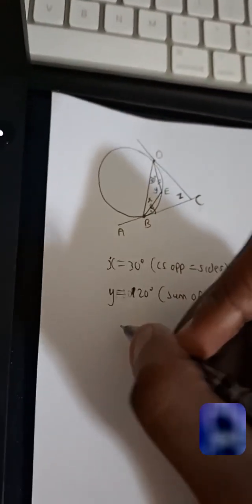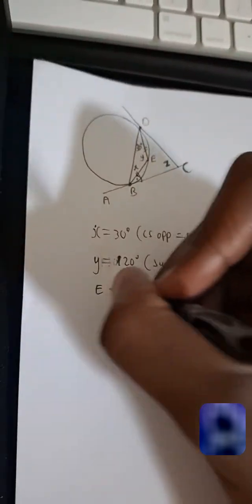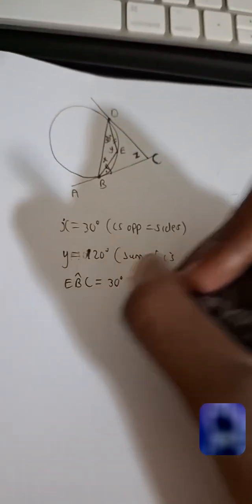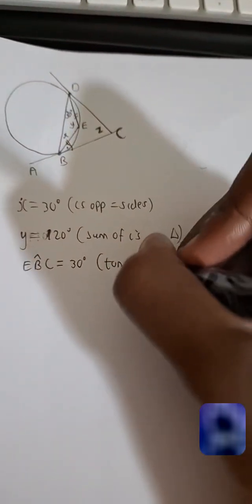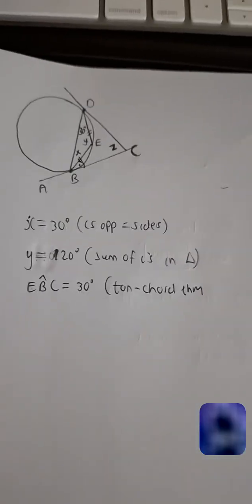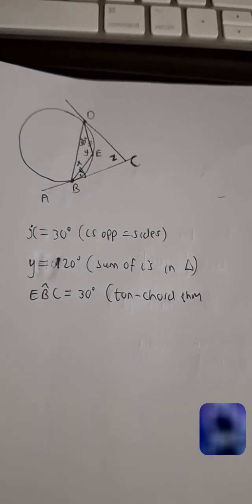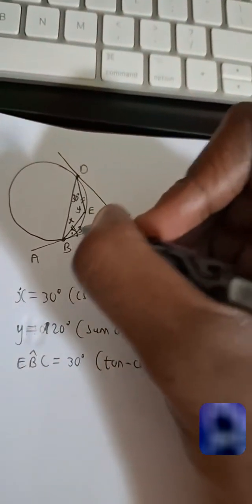Just say it again, you said angle EBC is equal to 30 degrees. Reason? Tan chord. Yeah, that's beautiful. I just had to give you that clap there. You see? I see two different reasons of finding EDC.